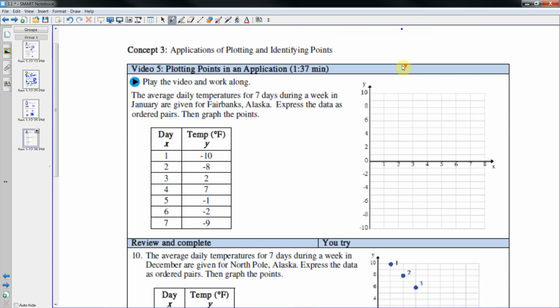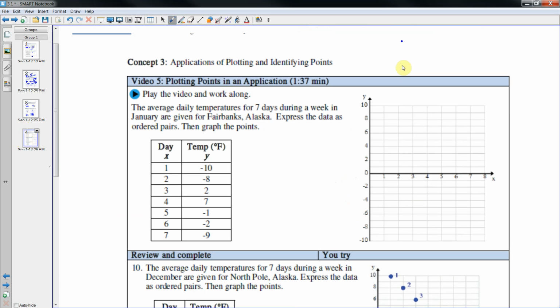So here's just a real world example. I'll do this top one. Plotting points in an application. So the average daily temperatures for 7 days during a week in January given for Fairbanks, Alaska. Express the data as ordered pairs. This is how we use graphing. Because a lot of real world applications, it's good if you can graph them. And this could happen in the business world. It could happen in engineering. It could happen in a tech class if you're having to graph out points. So it could happen in a lot of different areas.